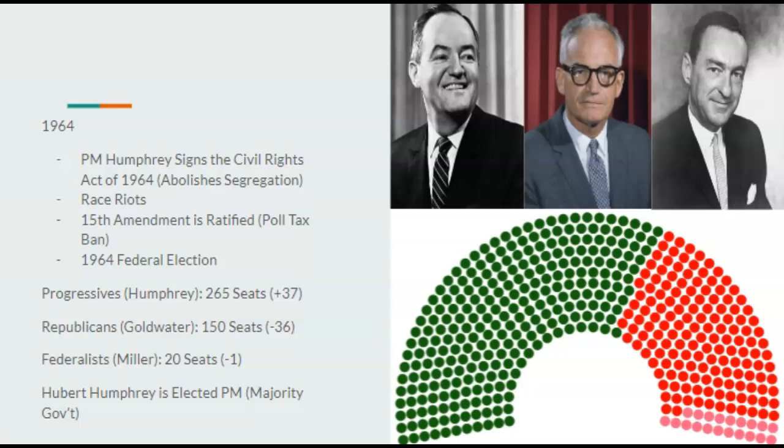We also have the 1964 federal election, which sees progressives do big wins, big gains, with 37 seats of a net gain, giving them 265 seats. Republicans under Barry Goldwater, 150 seats, they lose 36, and the Federalists under William Miller have 20 seats, losing 1. Now, you could credit the progressives' big win to several factors, one being the death of Kefauver, another one being Barry Goldwater not being that great of a party leader as he was as a nominee for the Republicans in 1964 in real life. Really, you could chalk it up to a bunch of things.